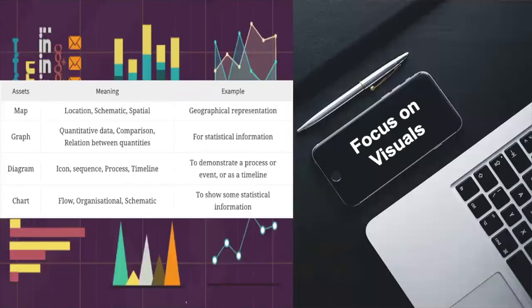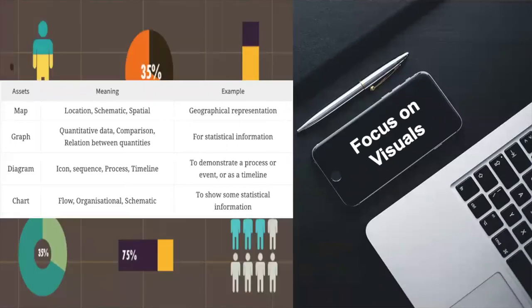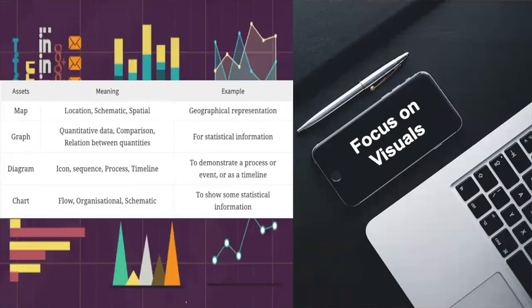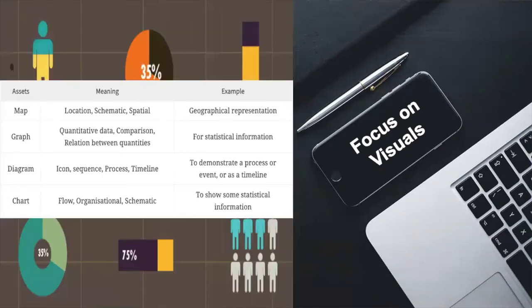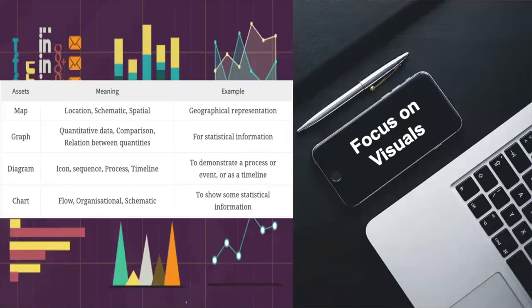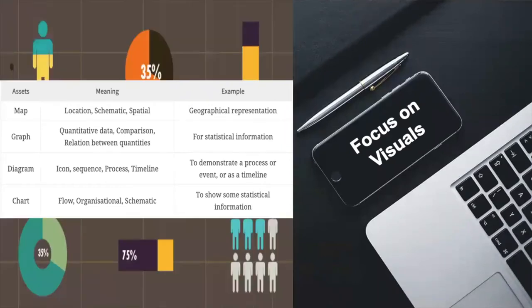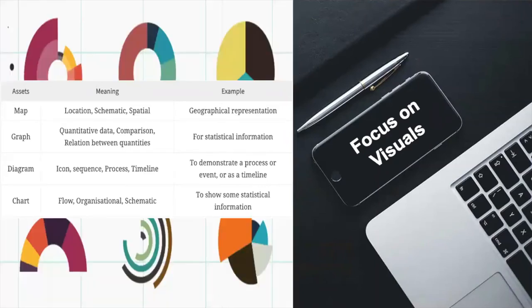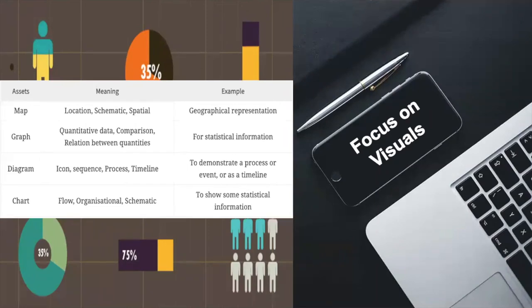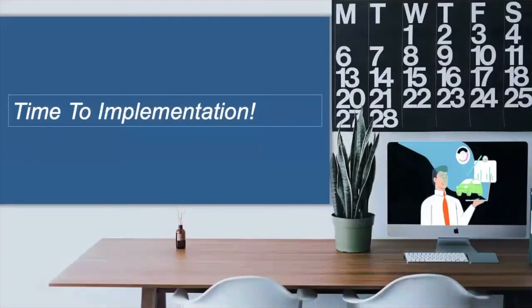The fourth one is the chart. That could be a flow chart or an organizational chart, to show statistical information. If you want to make a flow chart for your course or something, you can use charts for this purpose. So these are the main assets, and this is what they actually mean and how we can use them. Now it's time for implementation.